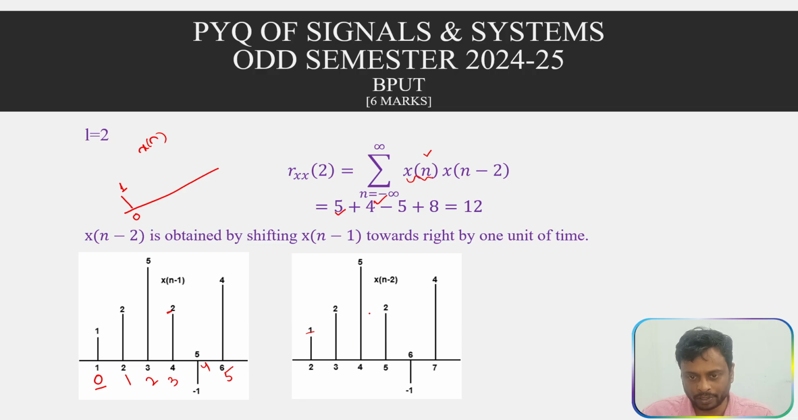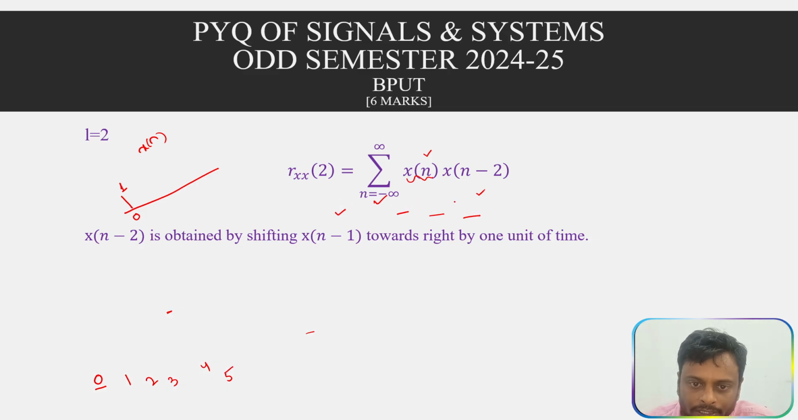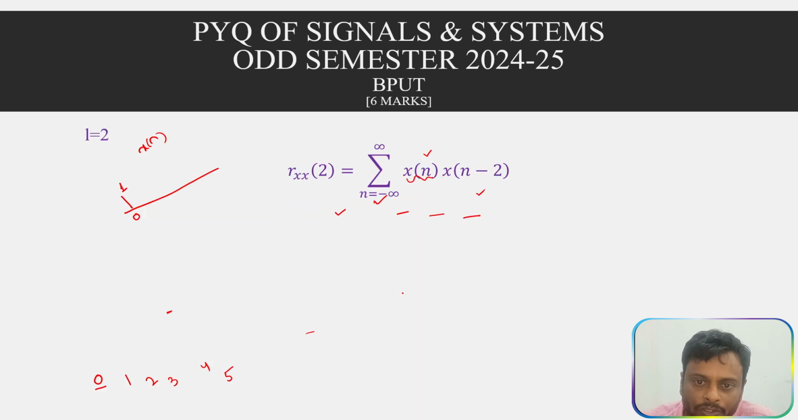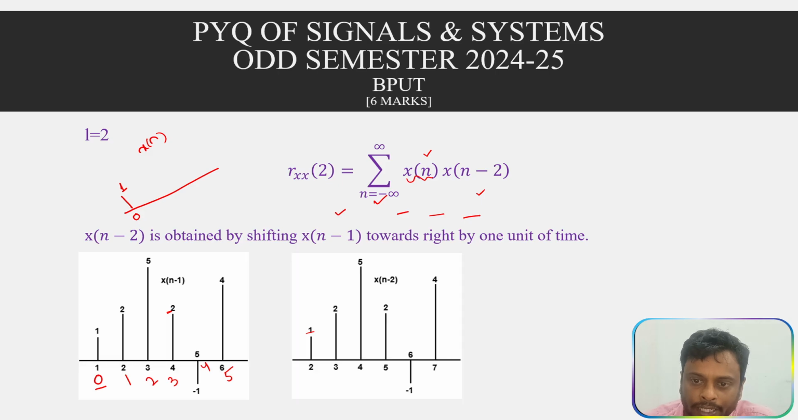Okay. Similarly, at 4 it is 5. At 4 it is minus 1. So it will be minus 5. Okay. Similarly, at 5 it is 4. At 5 it is 2. So 4 into 2, that will be 8. So it is 12. Okay. So in this case also, x of n is multiplied with x of n minus 2. Okay. So this will be 12.